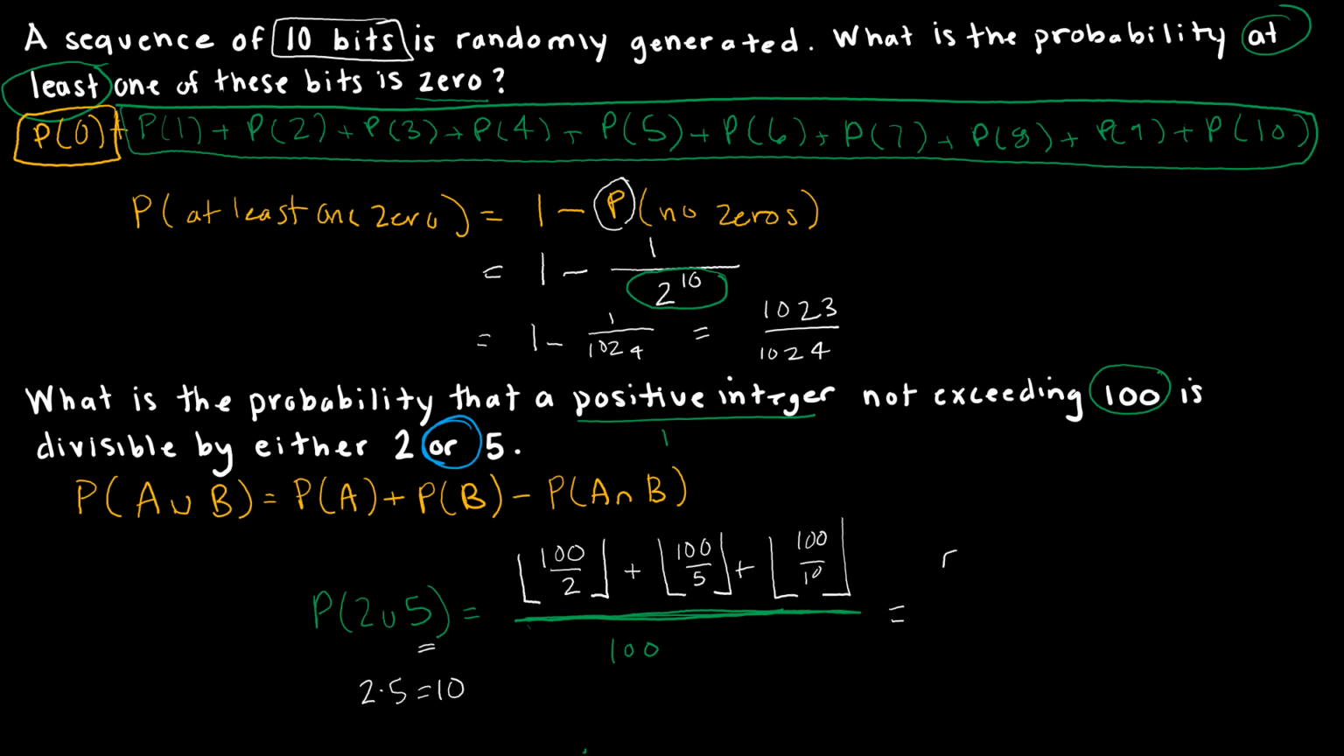100 divided by 2 is 50. 100 divided by 5, 20. 100 divided by 10. Oops, I put a plus there. I apologize. This is minus the intersection. So now I'm going to subtract the 10 that were counted in both categories, divided by 100. So that's 50 plus 20 is 70, minus 10 is 60. 60 divided by 100 is 0.6.